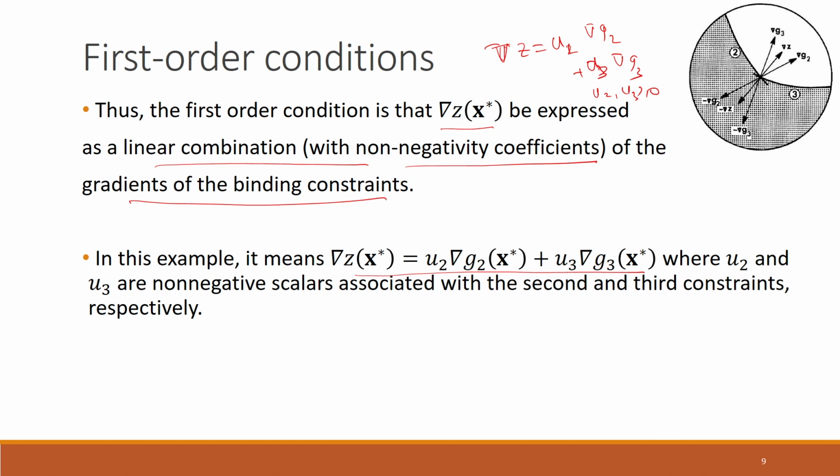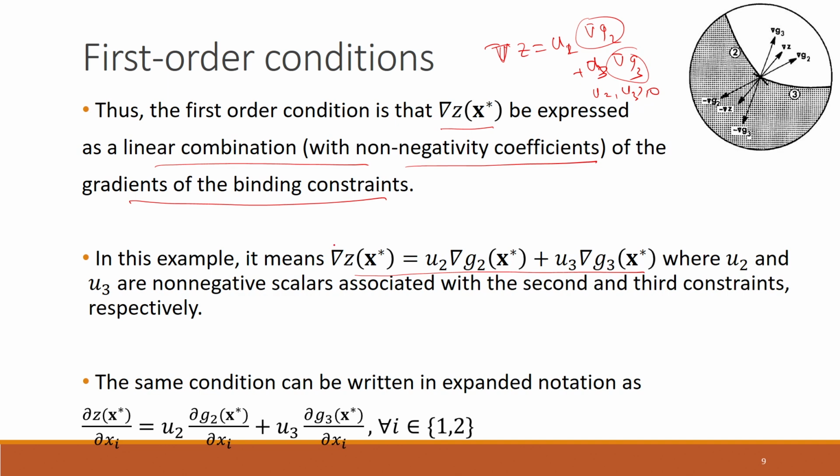To get an intuition, suppose u2 is equal to 0. Then what it will be saying is that the gradient of z will have the same direction as the gradient of g3. And similarly, if u3 is 0, then the gradient of z will have the same direction as the gradient of g2.